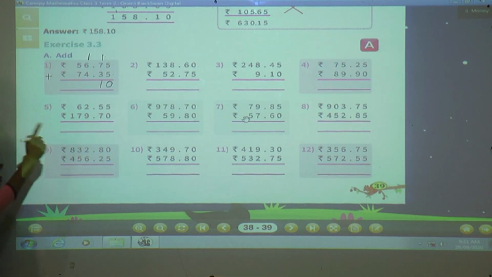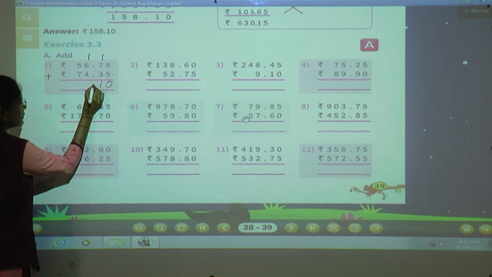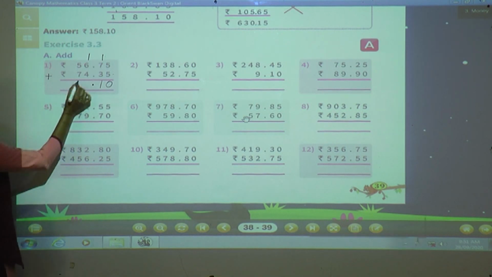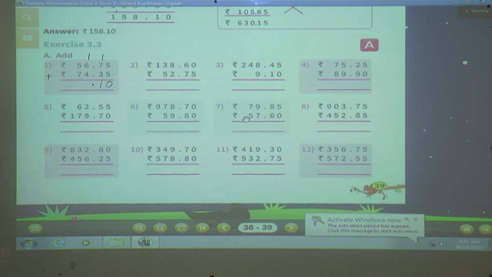Okay. Now here, see here, dots are there. So you have to give dots. See, all the dots should be one below the other. Then we'll move to the next place. Here 1 is there, here 6 is there. 1 plus 6, 7.